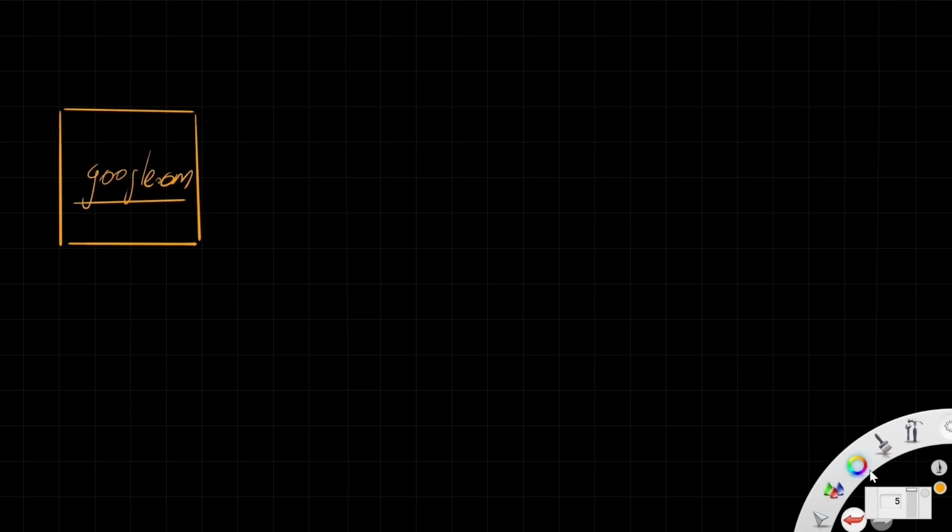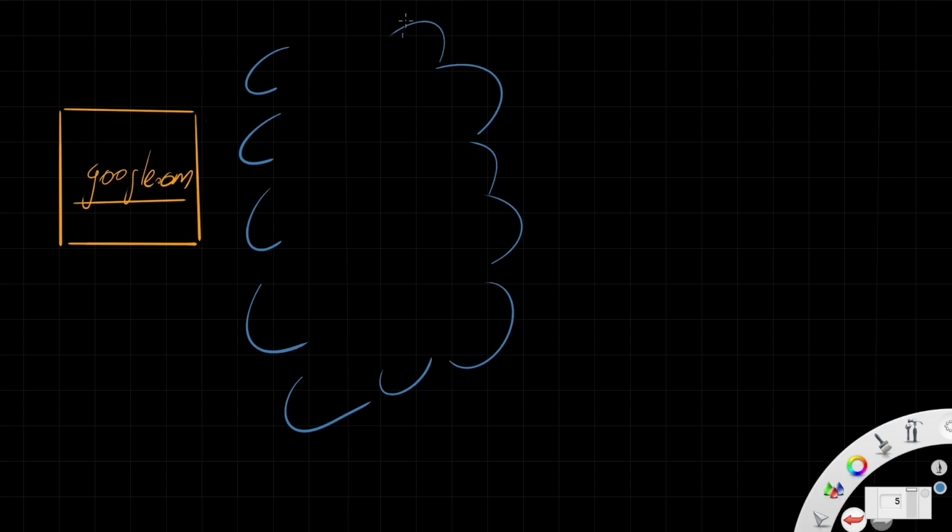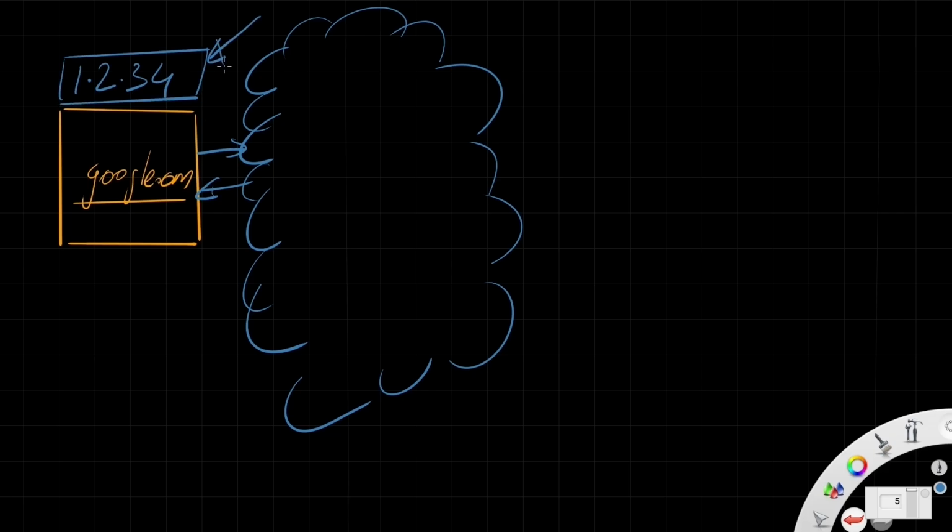So again, we are going to have google.com. This is our google.com right here. It has its own IP address and things like that. And google.com, as before, is connected to the internet. This blue cloud I'm drawing is the internet, or the public network, whatever you want to call it. So Google is connected to the public network, and let's say the IP address of Google is 1.2.3.4. Let's assume this is the public IP address of google.com.